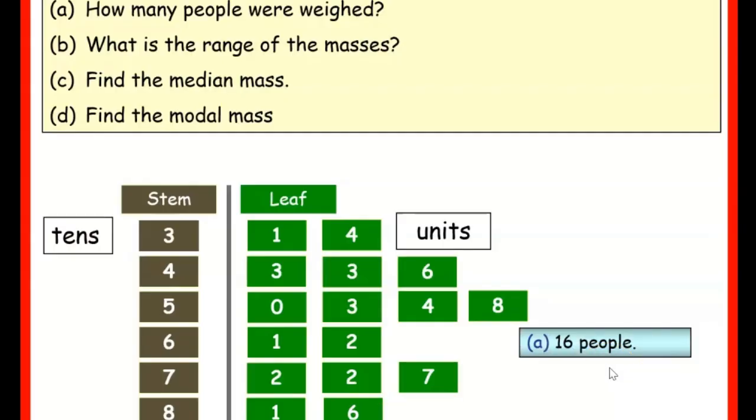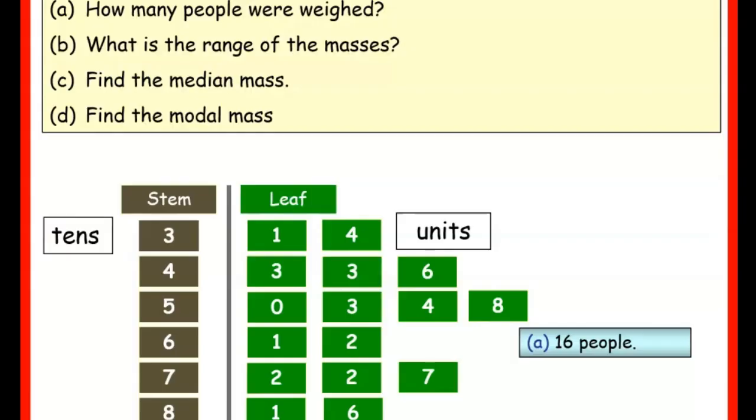It's just that simple. Now, what is the range of the masses? What do you understand by range? Range is always the biggest minus the smallest. So here the stem and the leaf will be very important to us. To get the smallest, we go to the smallest stem, which is 3, followed by the first leaf, and that will be 31. So 31 is the smallest number here. And we go to the biggest stem, which is 8, with the biggest leaf, and that will be 86.